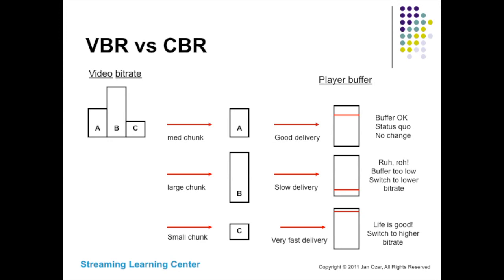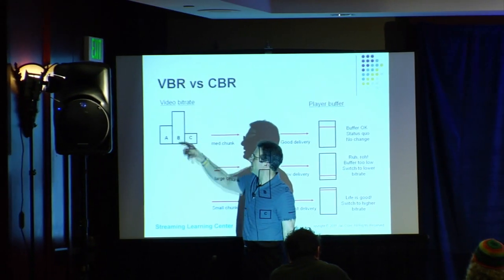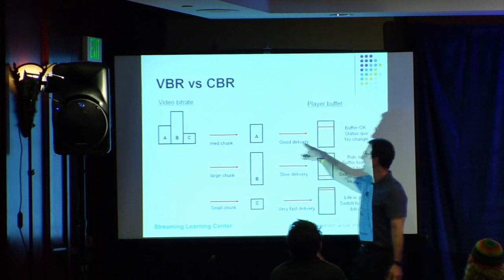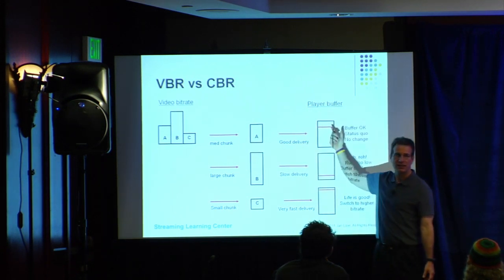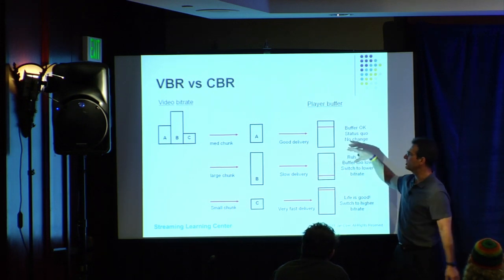And here's what can happen if you have a VBR stream in an adaptive streaming scenario. Three chunks here. This is an average size. This is a large chunk because there's high motion video here. Here's a low motion chunk, smaller. When this chunk goes out, the buffer stays good, right? The data is delivered in the normal amount of time because it's a normal sized chunk.